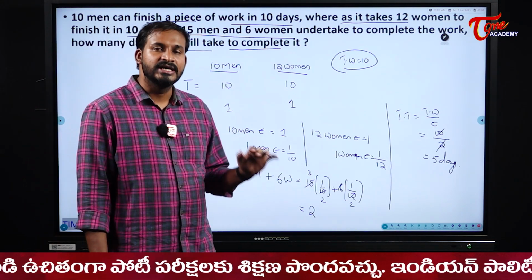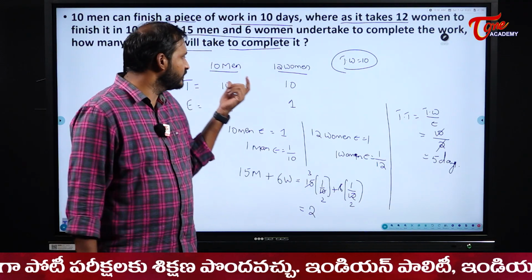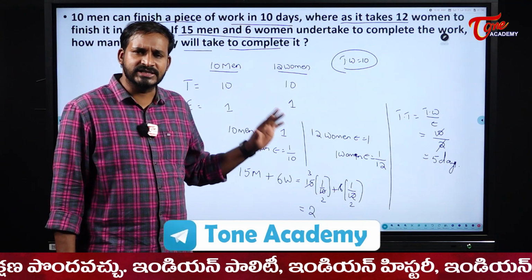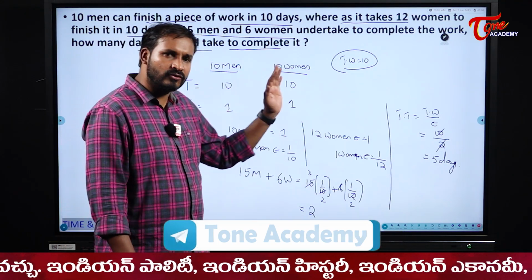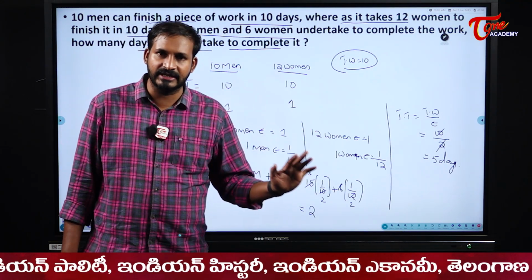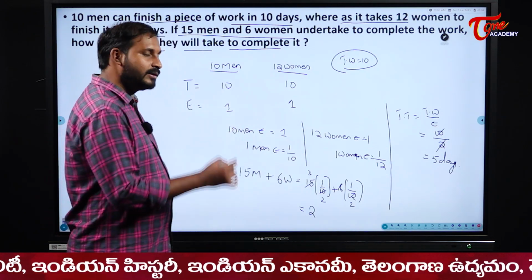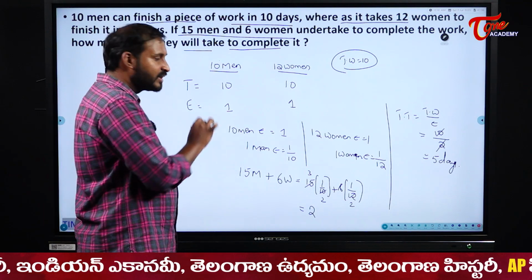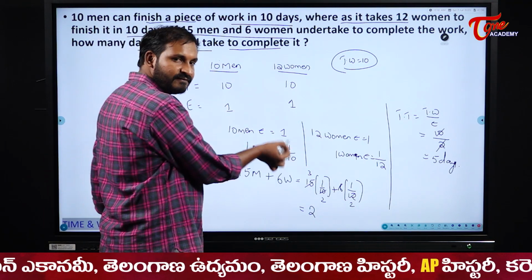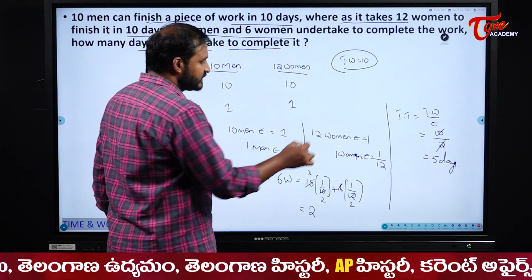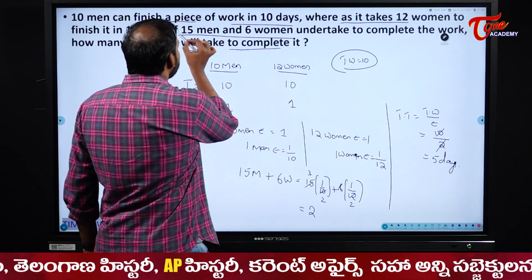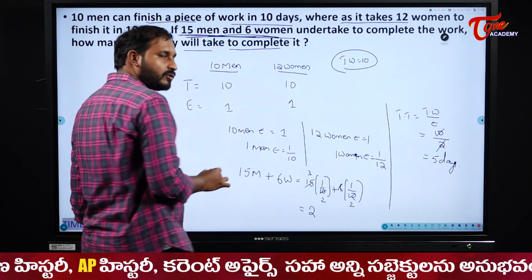Same concept, students. There is no difference. There we used to have individuals, here we have a group of people, and the process is the same. How we find the total work is the same, how we find the time taken is the same. The only difference is, there we had only A, here we have 10 men. So 10 men's efficiency is 1 means 1 man's efficiency becomes 1 by 10. Similarly for women also. After getting their individual efficiencies, we need to find the combined efficiency of the group.